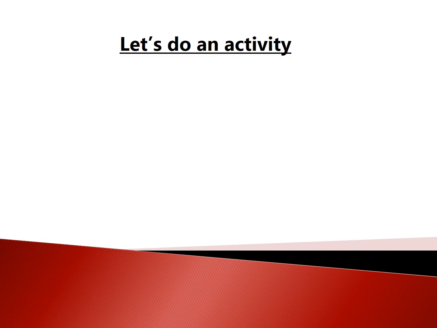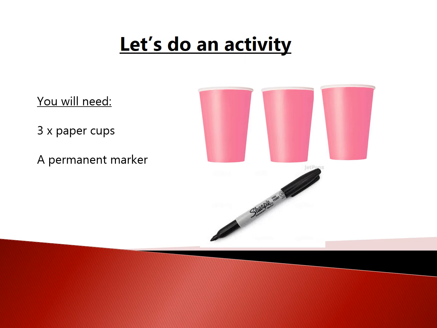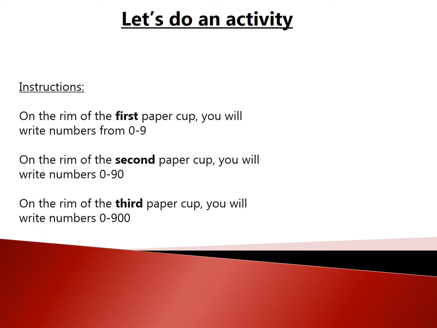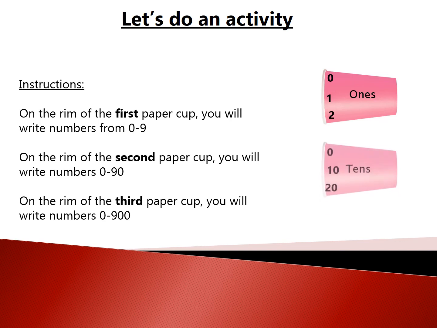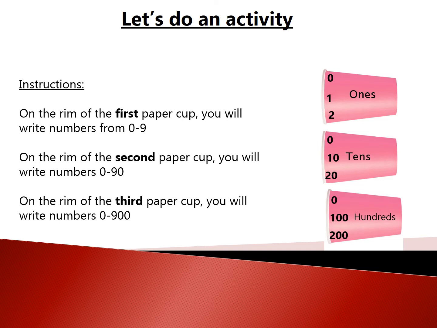Let's do a fun activity. For this activity, you will need 3 paper cups and a permanent marker. The first paper cup is your ones cup. You will write numbers from 0 to 9. The second paper cup is your tens cup. You will write numbers from 0 to 90. The third paper cup is your hundreds cup. Write numbers from 0 to 900.